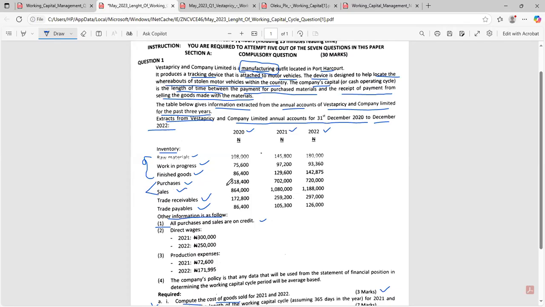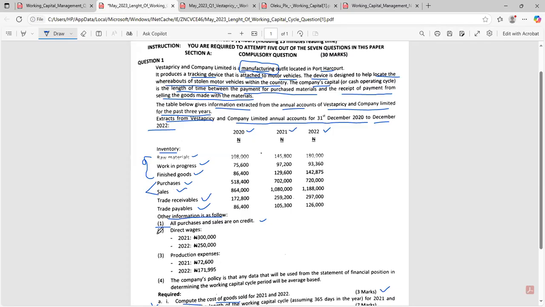I make you understand that even if they did not state that they are on credit, they just gave you sales and they just gave you purchases, and they didn't state anything in the additional information on whether they are on credit or not, do not panic. Use the figures like that. You will assume that the sales figures and the purchase figures given to you are technically on credit, whether it is expressly stated or not. I've mentioned that before. Stay with me.